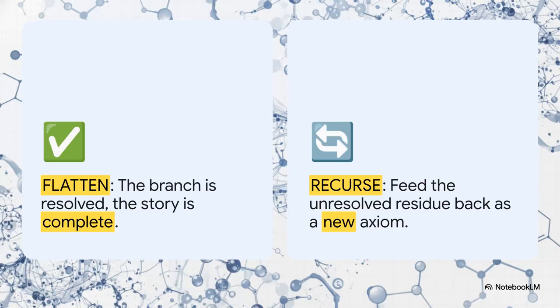So the crucial point in all of this is the test at the end of the loop. Can the system explain its own output? This is where our decision tree splits. If yes, you flatten. The branch is resolved, the story is complete, and the chemical does exactly what the chemistry predicts, nothing more. But if no, if there's a residue of experience that exceeds the narrative, you recurse. You take that unresolved contradiction, you feed it right back into the system as a brand new axiom, and you run the entire sequence over again.